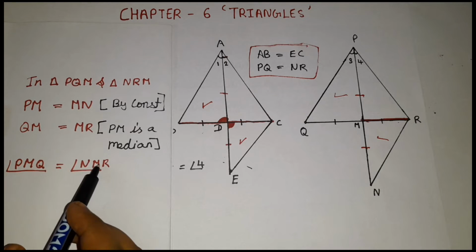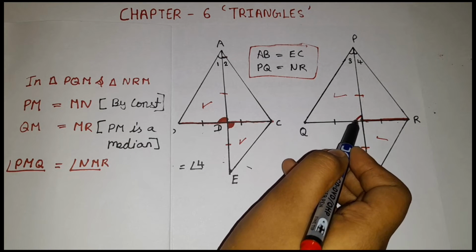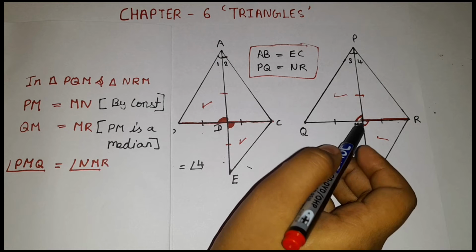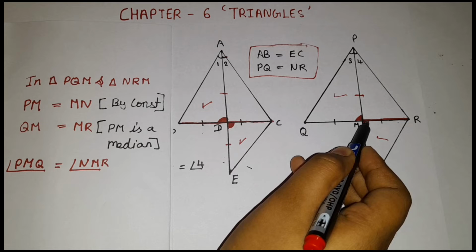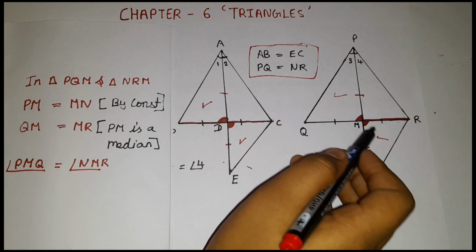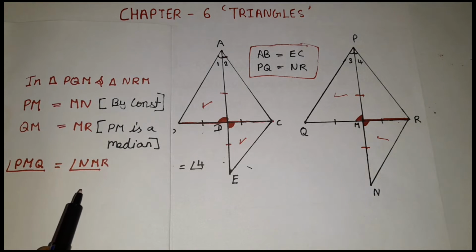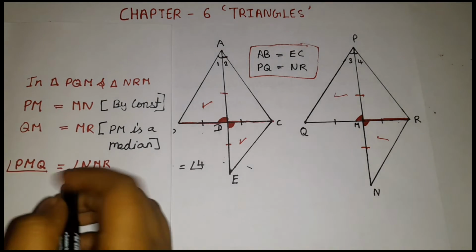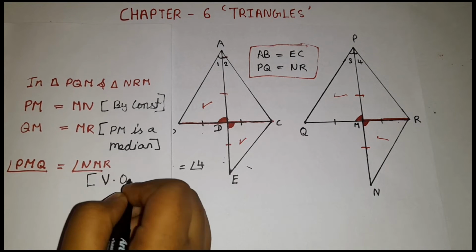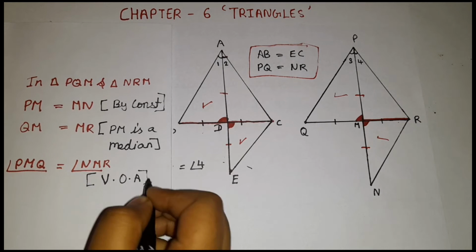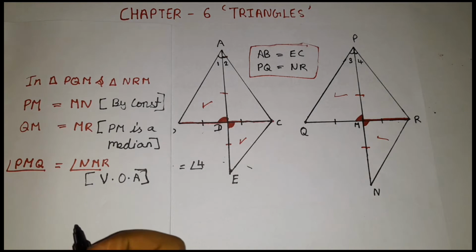So here the middle value is M. Where is M? M is right over here. Am I right? So why is it equal? Because vertically opposite angle. So this is a vertically opposite angle. That's why I just wrote angle PMQ is equal to angle NMR. So what is the reason? The reason is vertically opposite angle.